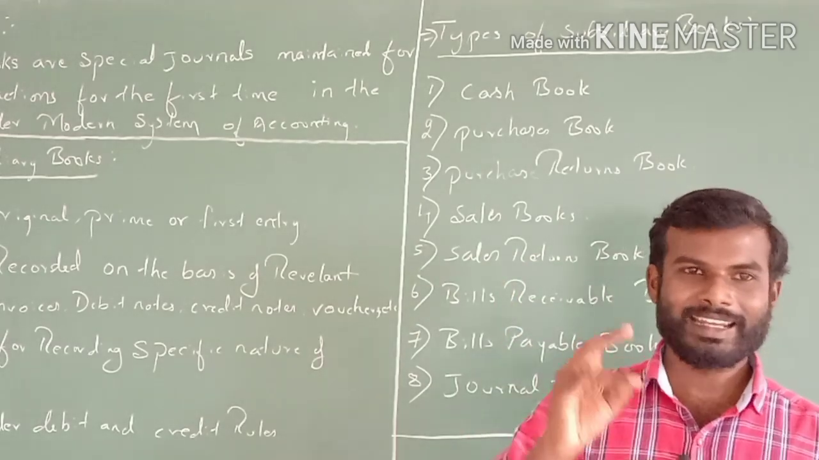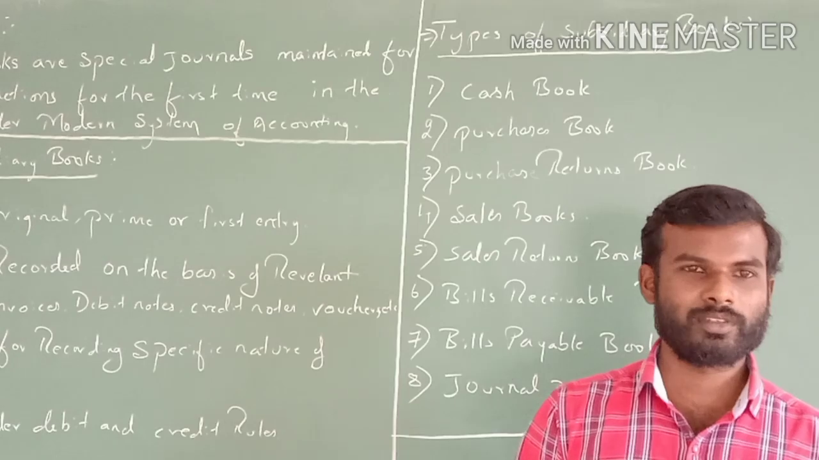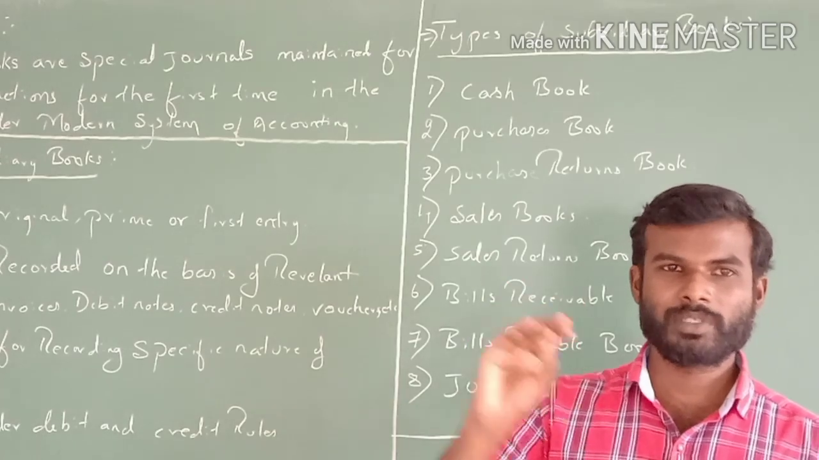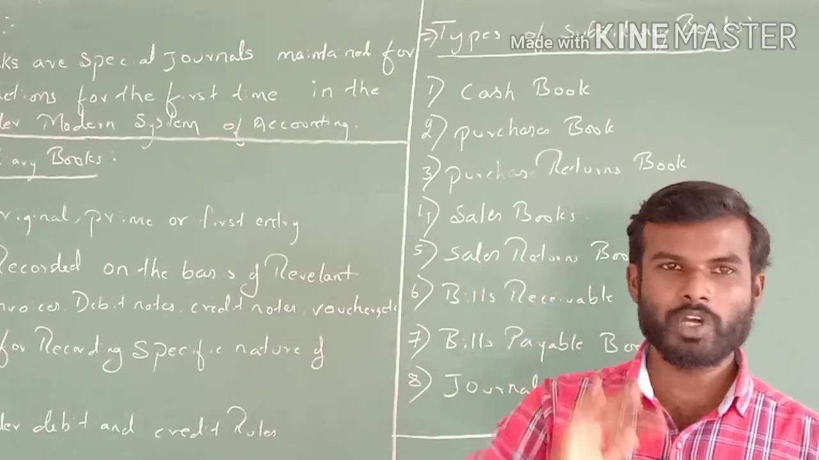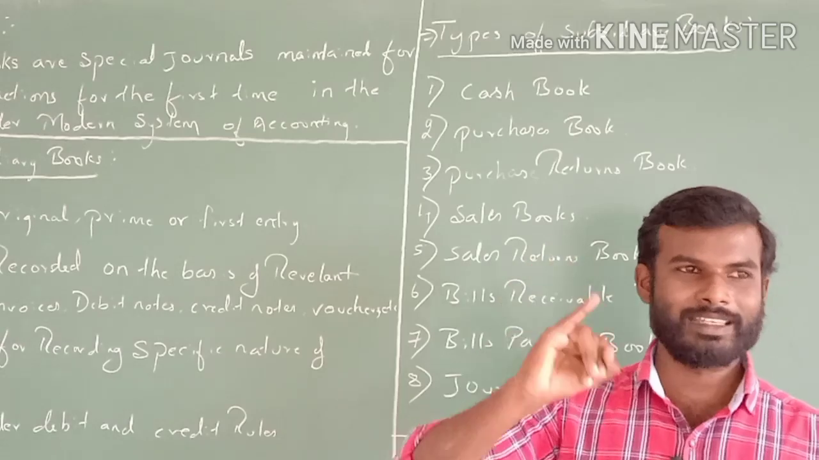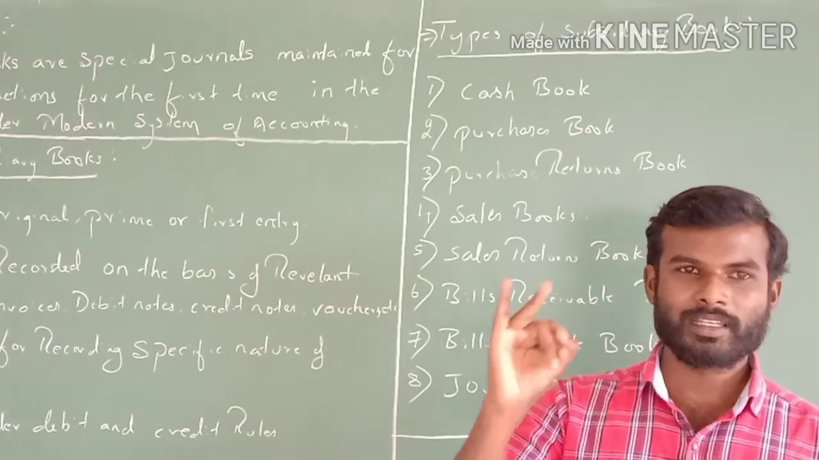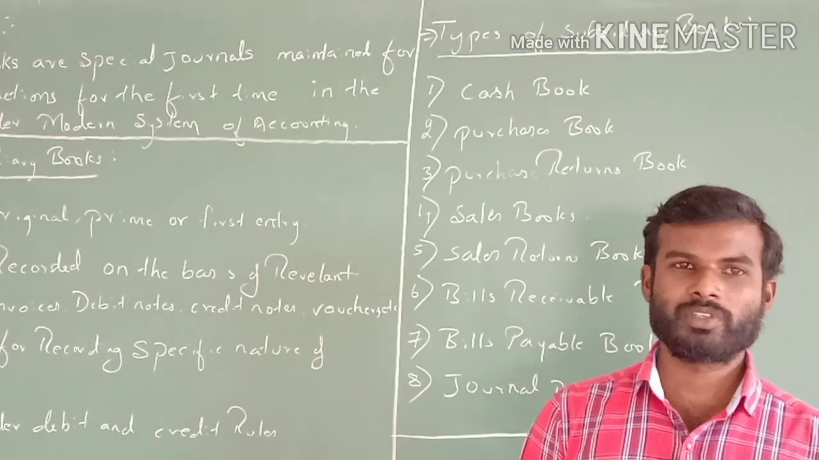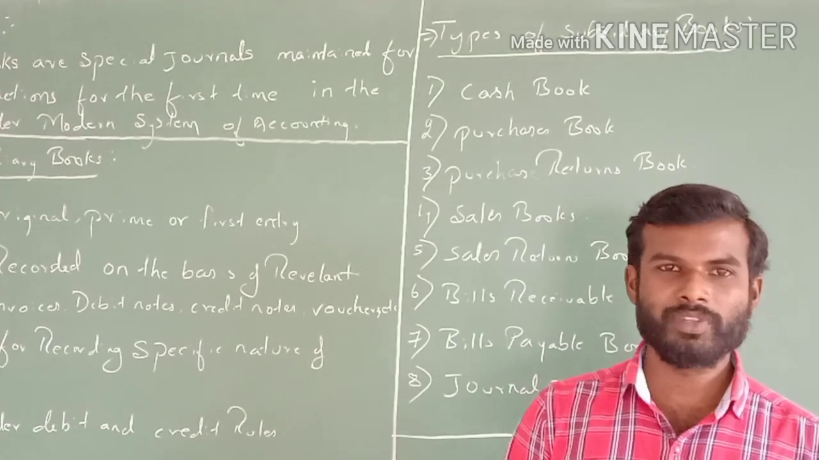The second question is, write the features of subsidiary books. The third is the types of subsidiary books. To repeat: the first question is, give the meaning of subsidiary books. The second is features of the subsidiary books. The third question is, write the types of the subsidiary books.